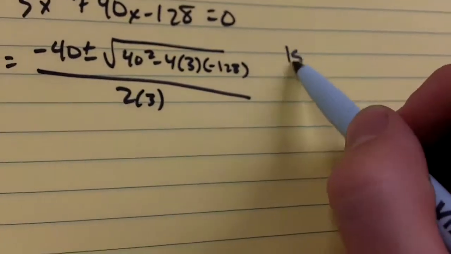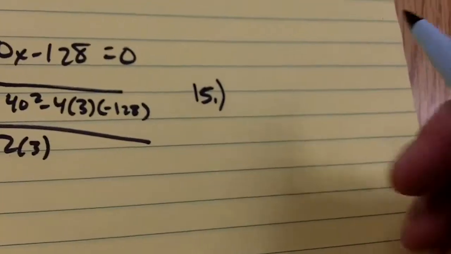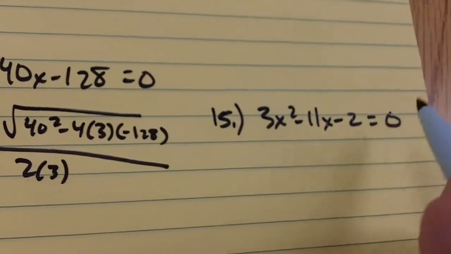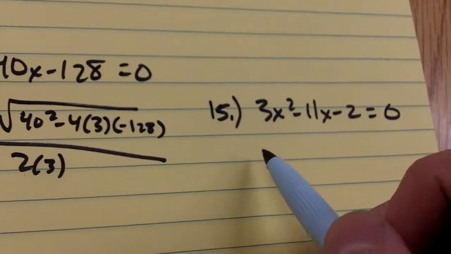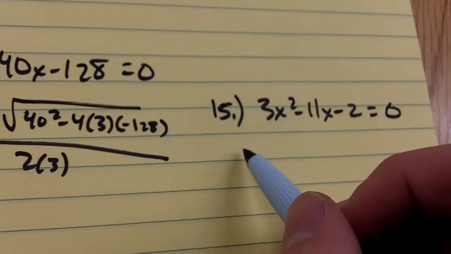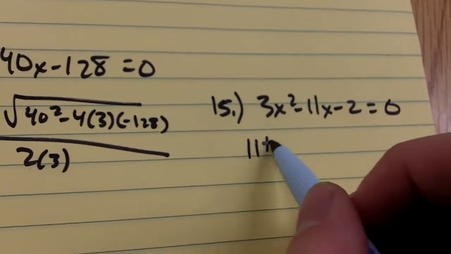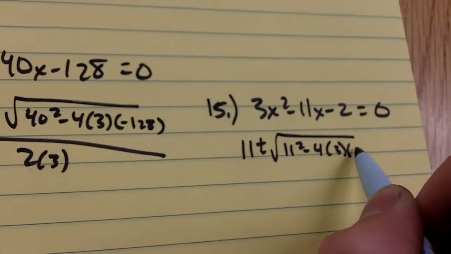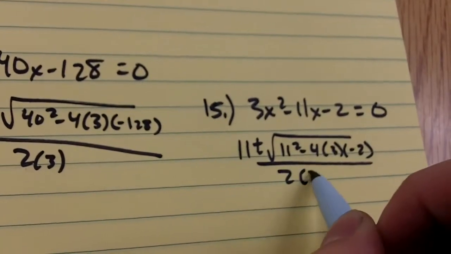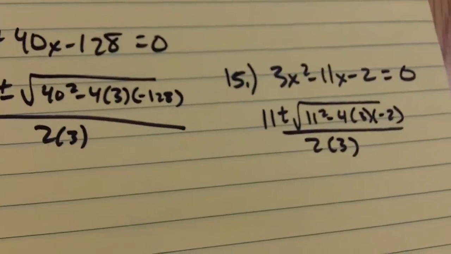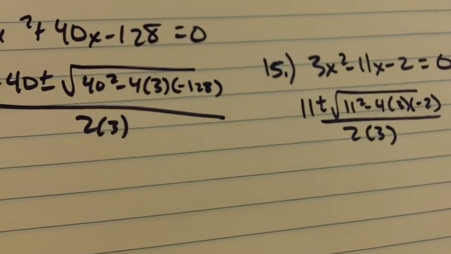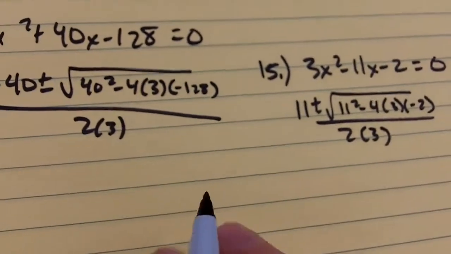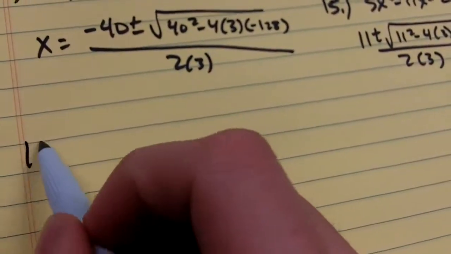Maybe 15. 3x squared minus 11x minus 2 equals 0. Let's just put it in the quadratic formula real quick. Negative b, which is positive 11, plus or minus the square root of 11 squared minus 4 times 3 times negative 2, all over 2 times 3. And we have that solved. Okay. Let's skip down to 19 to 23 because that's what I really want to talk about for a second, and then we'll go from there.